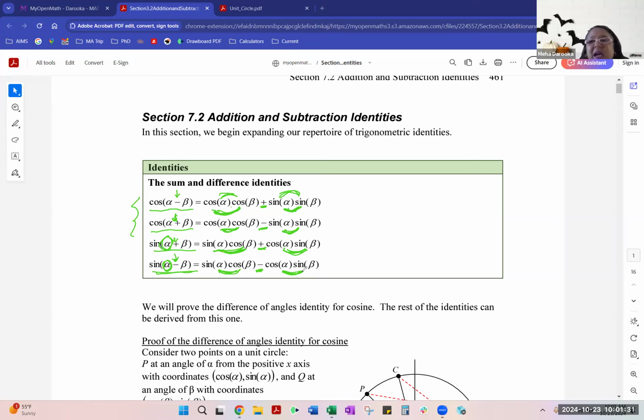Even as you are working through your homework, I would keep this handy. If you are already starting to work on a cheat sheet for the exam, these would be the identities I would definitely add to it. All right, so let's see how we can go ahead and work with these.